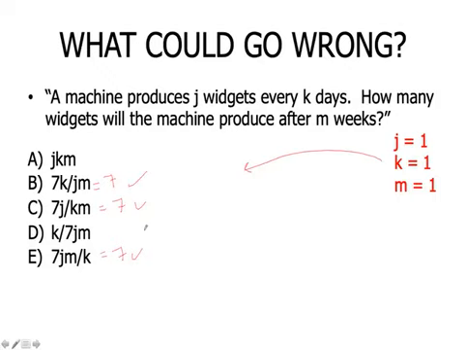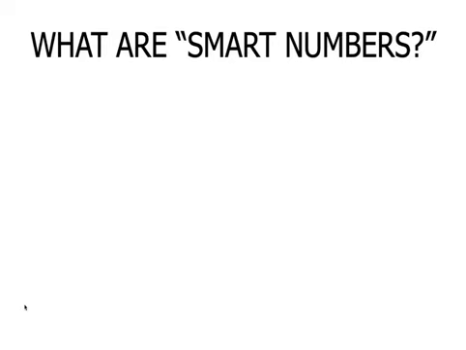To avoid this situation, you want to pick smart numbers. Now, I referenced this before. Let's talk about that. What are smart numbers? Well, for one thing, not 0 or 1. As we just saw, when you plug in 1 to a bunch of variables, it doesn't change anything. It all stays the same. And when you plug in 0, everything goes to 0. So 0 or 1 are absolutely numbers you do not want to pick for this.